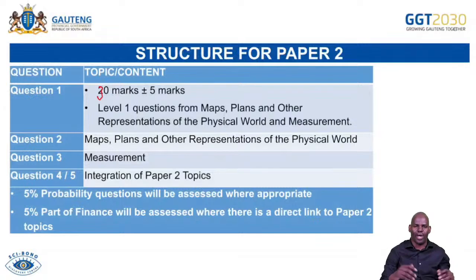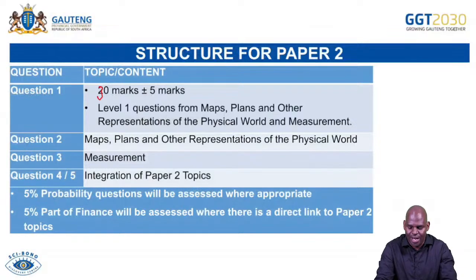Okay, but question 1 is 30 marks. It's a combination of maps and plans together with a measurement. Question 2 is going to be about maps and plans only. Question 3 is going to be about measurement only. Question 4, it's going to be about a combination of maps and plans together with measurement. Question 5 is going to be a combination of maps and plans together with measurement. So yeah, then as we indicated, 5% of probability and 5% of finance.